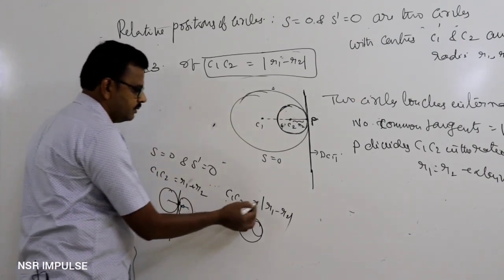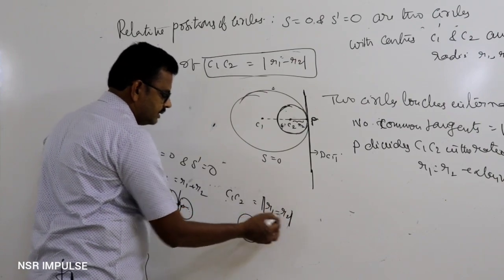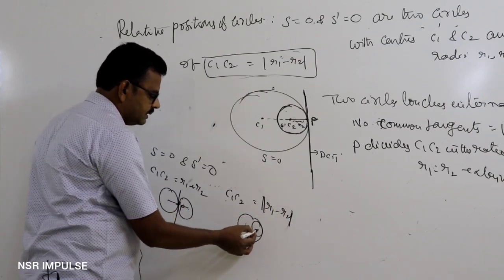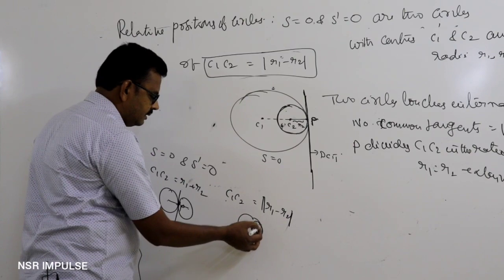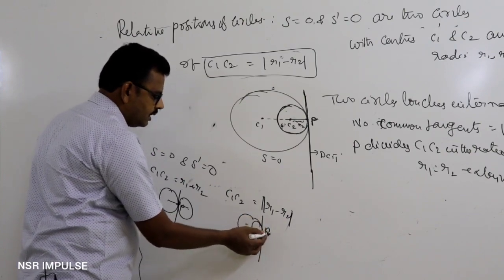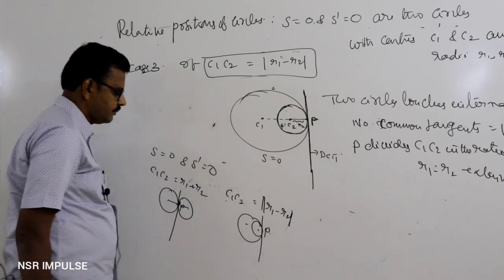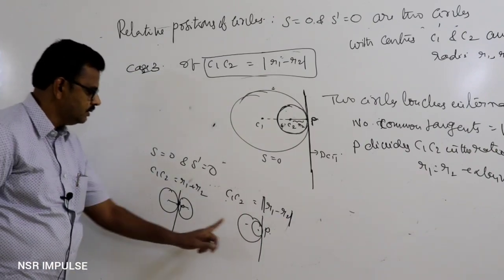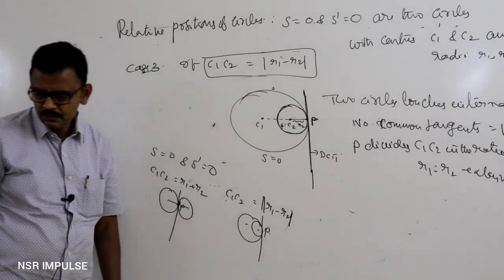Suppose C1C2 equals mod of R1 minus R2. The two circles touch each other internally, and the point of contact P divides C1C2 in the ratio R1 is to R2 externally. Common tangent S1 equal to 0.